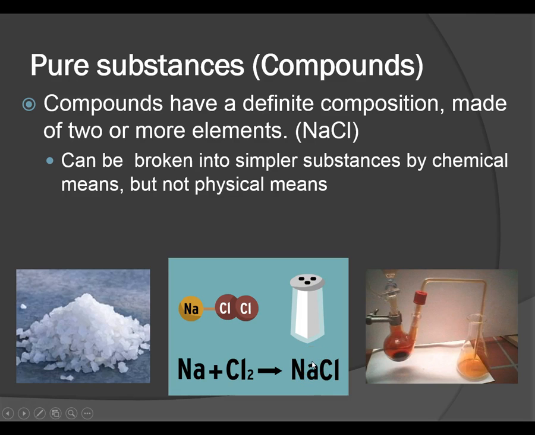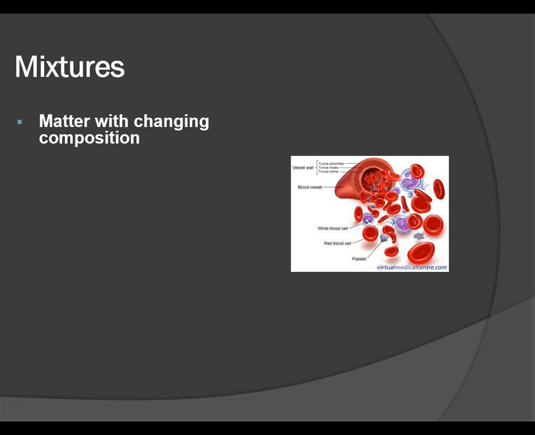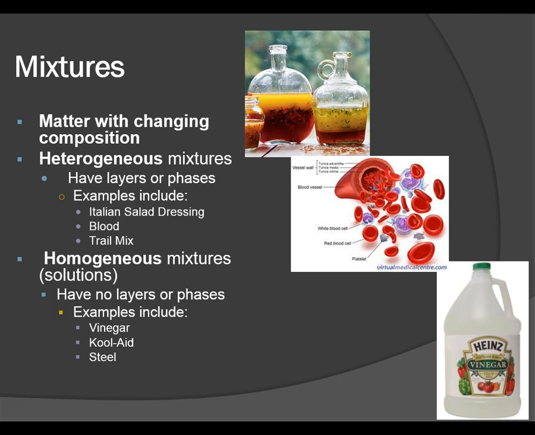Okay? Now, these can be broken down into simpler substances by chemical means only. So I can't physically break them, boil them, or anything like that. But if they go through a chemical reaction, then I'll be able to actually break them and form something new. The next thing we're going to look at is our mixtures. This is the second category. So pure substances was first. Now we're moving on to mixtures. And mixtures are just matter with changing compositions.